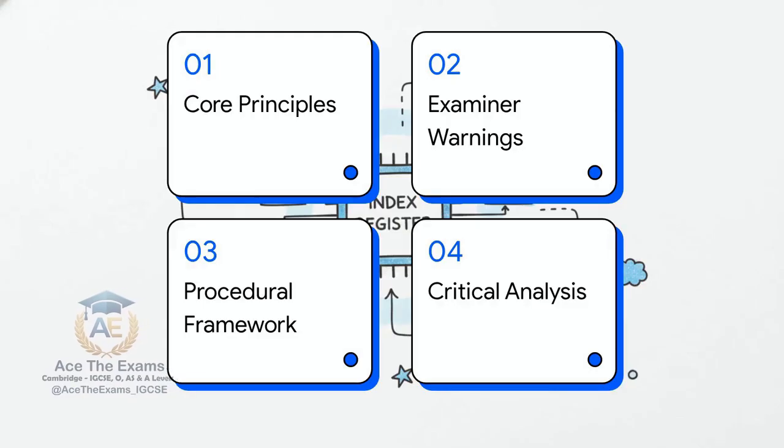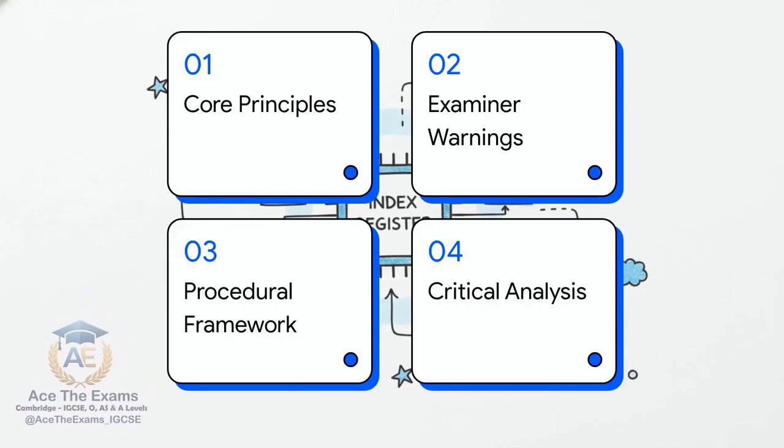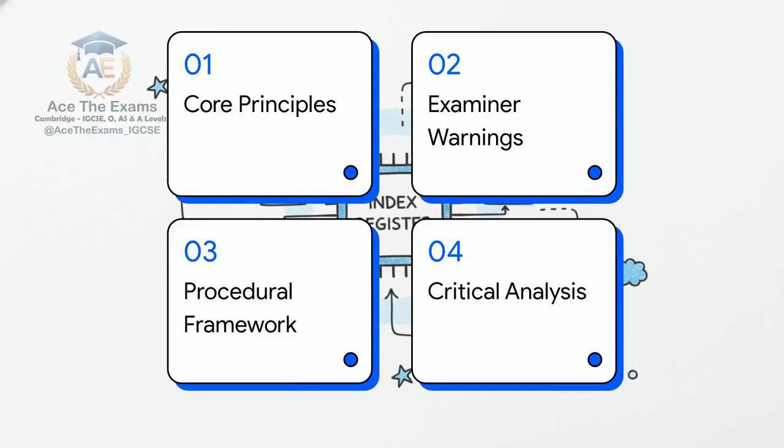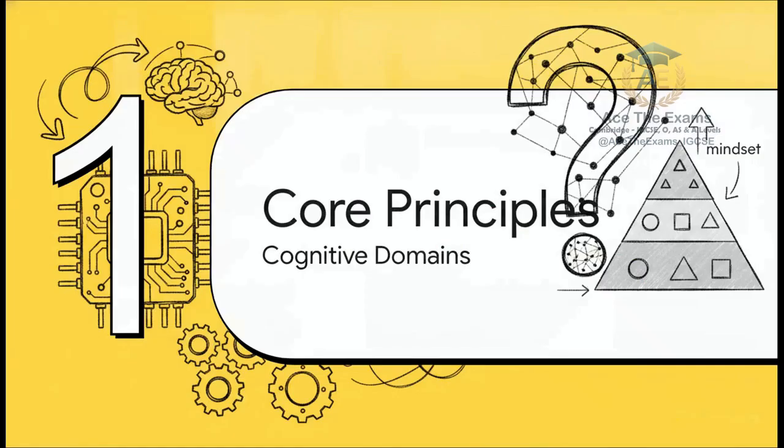Here is our clear roadmap for getting inside the examiner's head and systematically building a top-tier exam strategy. We have 4 parts. 1. Core principles. 2. Top examiner warnings. 3. The procedural framework. And 4. Critical analysis. Let's kick things off with Section 1, Core Principles.